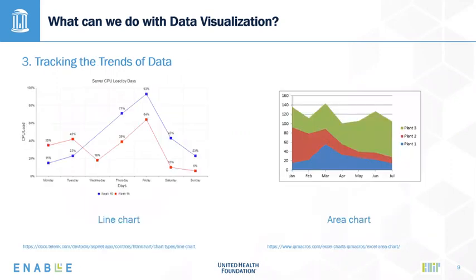For tracking trends, line charts are frequently used. The following example shows a trend or pattern of the server CPU load by days in a week. By adding more than one line, we can see a comparison between the trends of different objects.